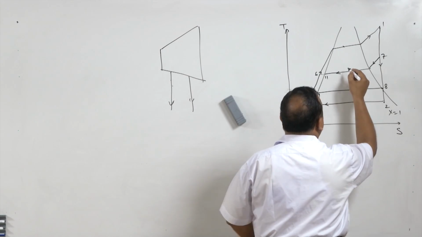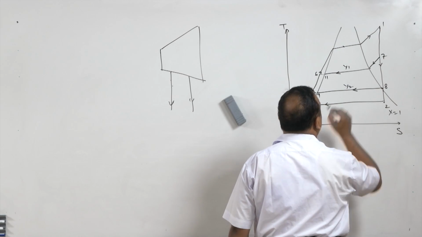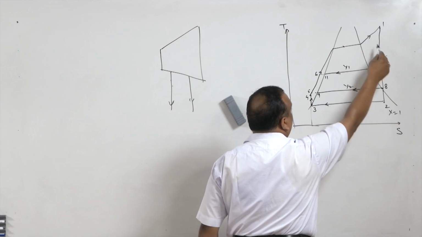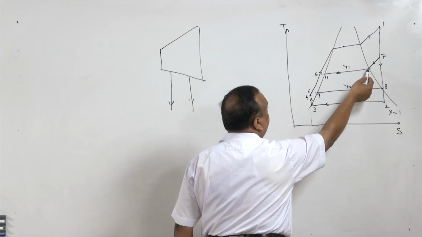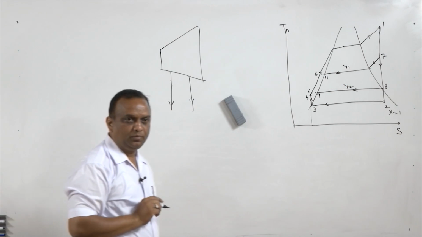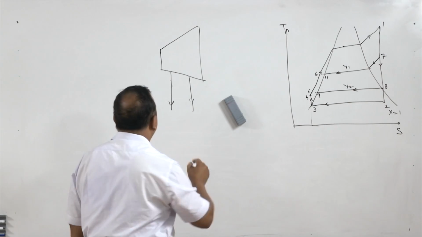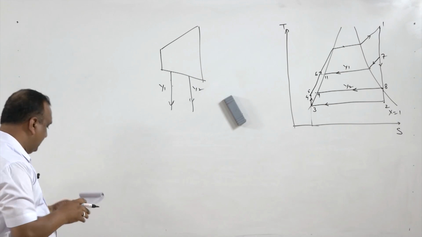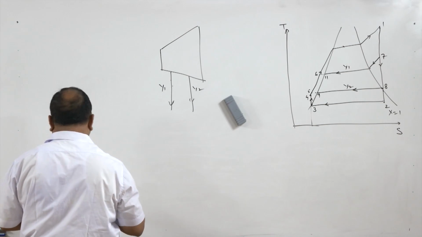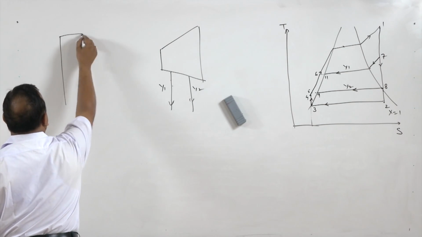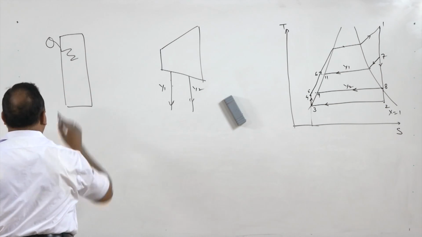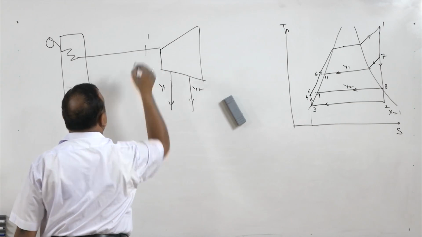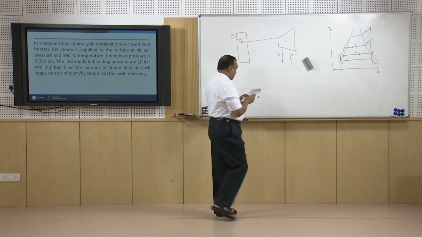Suppose the tapped steam is Y1 here and Y2 here. Okay, 1 kg of steam is circulated, Y1 fraction of steam is tapped here, and Y2 fraction of steam is tapped here. We will make the cycle like there is a boiler, and from the boiler the steam is going to the turbine. So, it is state 1.